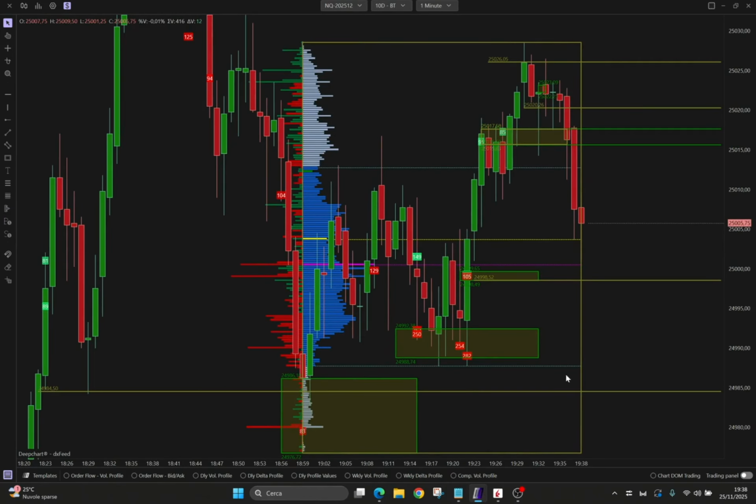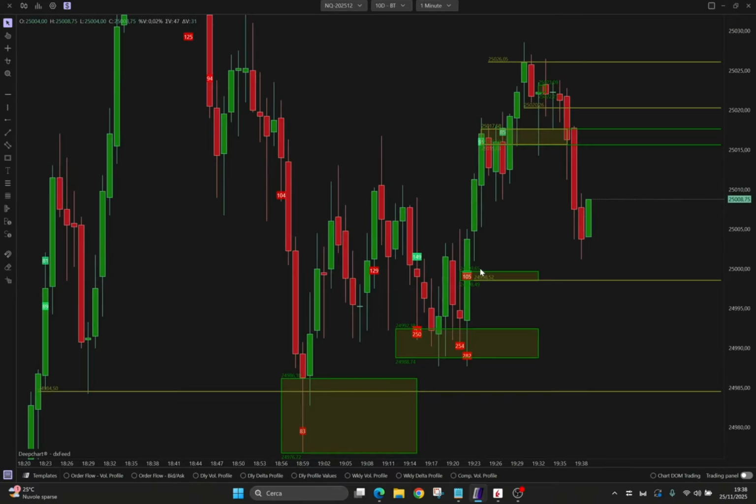Did they change the auction? Did they break the initial move? No. Is this a retracement? Yes. What are we doing? We are going back to POC, okay? We are going back to POC and to the conservative protection level.